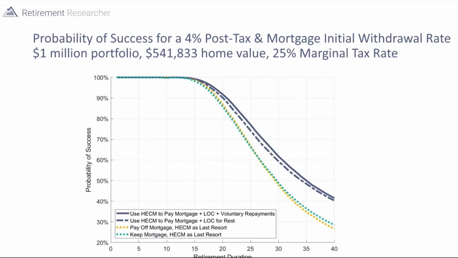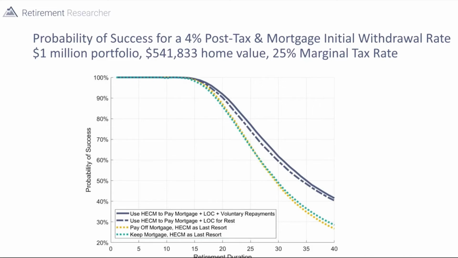I suppose they live in Pennsylvania, so 22% federal and 3% state tax gets them to a 25% marginal tax rate. So the strategy that supports the highest probabilities of success over time is to refinance the mortgage into the reverse mortgage and then use voluntary repayments, so that you're continuing to make mortgage payments in years to reduce the loan balance and to reposition that asset into the line of credit.